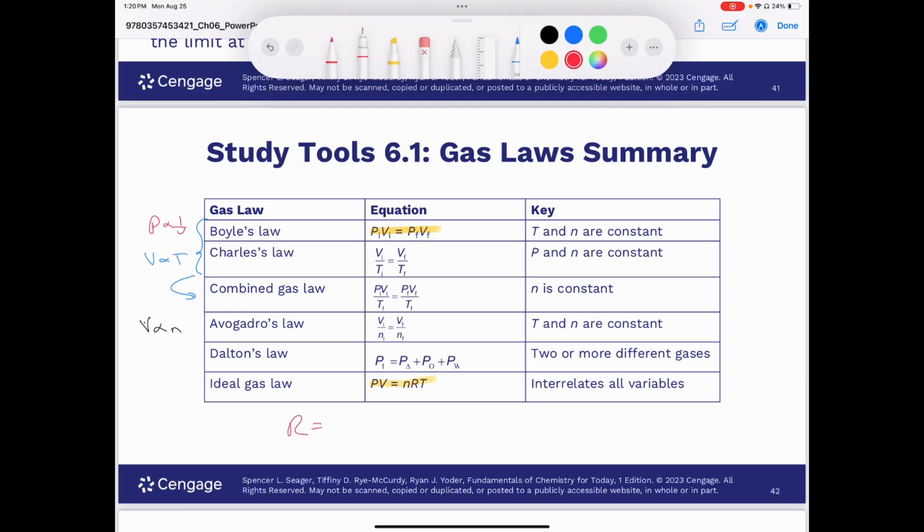Remember, R is equal to 0.0821 liters times atmospheres divided by moles times Kelvin. And so it's imperative that when you're doing Charles' law or combined gas law or the ideal gas law, that the temperature is always in Kelvin whenever you're dealing with gases.